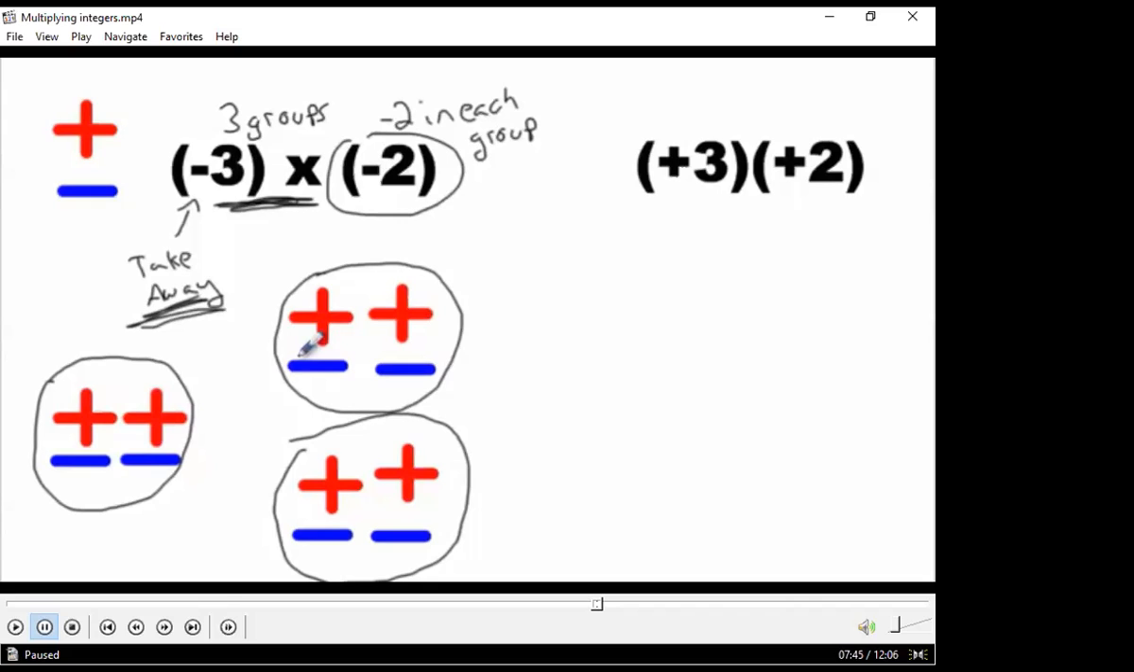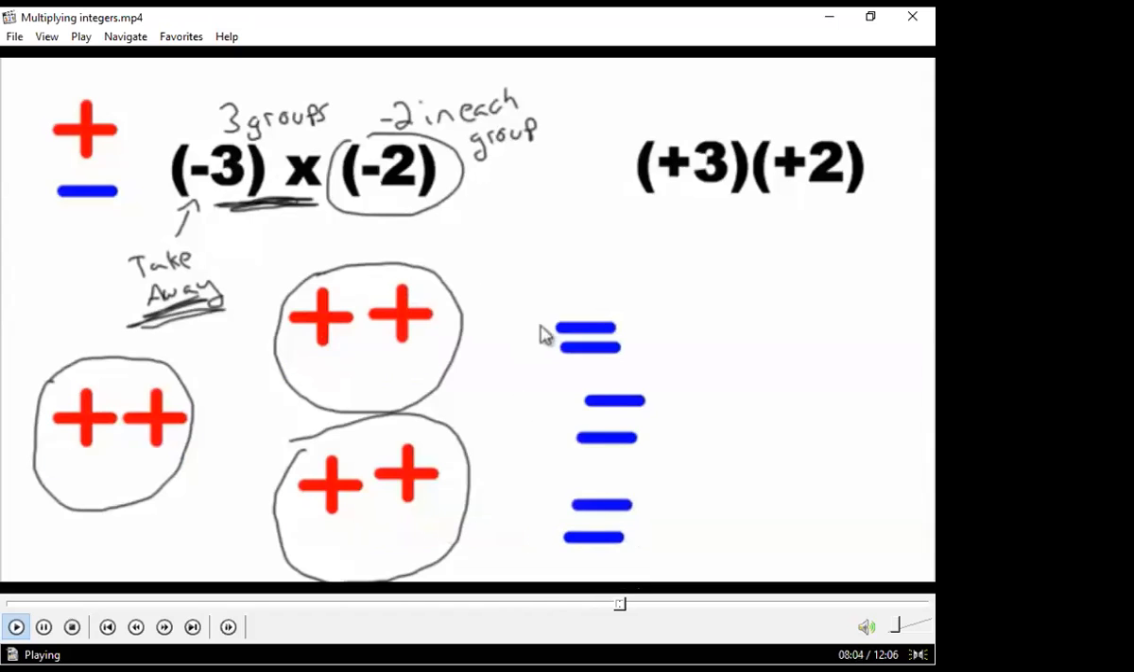-2. We want to remove -2 from each group. Okay, so I will remove -2 from the first group, -2 from the second group, -2 from the third group. So the answer by the end will be equal how many? +6. It will be equal +6. Let me give you another question about this.